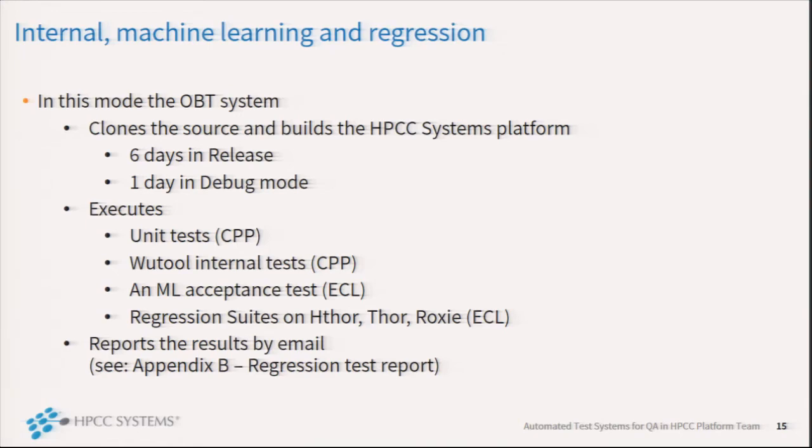We have one machine learning acceptance test. We like it because it's very sensitive. If we do something wrong in Thor, the machine learning test will fail, because the result of the distributed matrix manipulation is not the same as we expected, so something is not right. And we run regression test suites on HThor and Roxie. The results come back by mail.